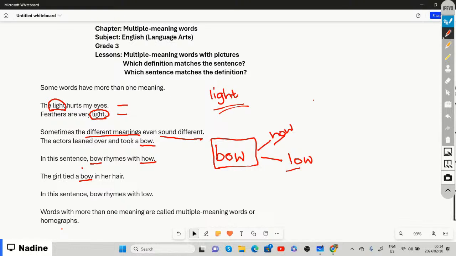So these are what we call multiple meaning words. And another word for multiple meaning words is called homographs.